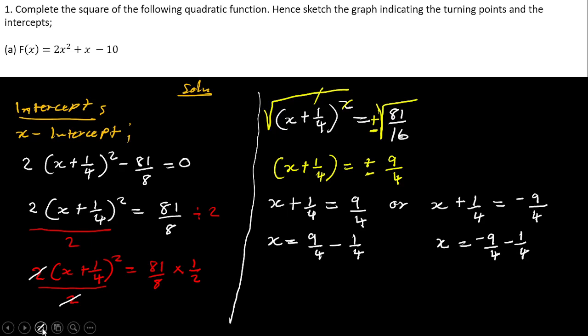So x is equal to, common denominator is a 4. 4 into 4 is 1. 1 times 9, it's simply 9. 4 into 4, it's 1. 1 times 1, it's negative 1. So there it will just be x is equal to what? 2.